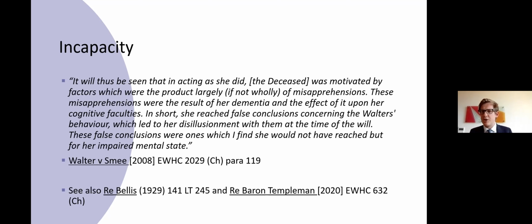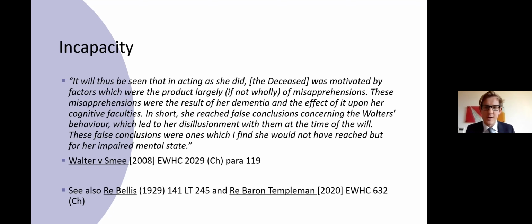But the judge said that even if it was true that she had used this as a rationale for excluding her children, this was not a delusion. It was potentially a mistake, but that's not enough. And again, that's what happened in the Templeman case that Dan was talking about.